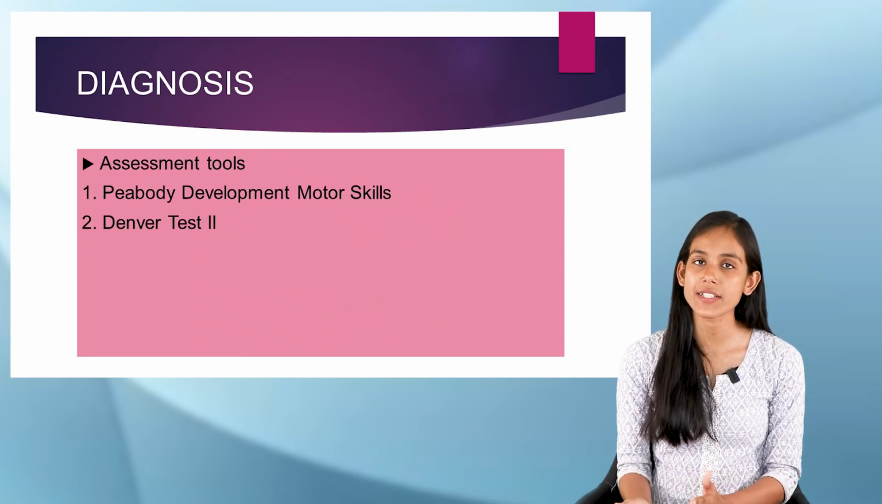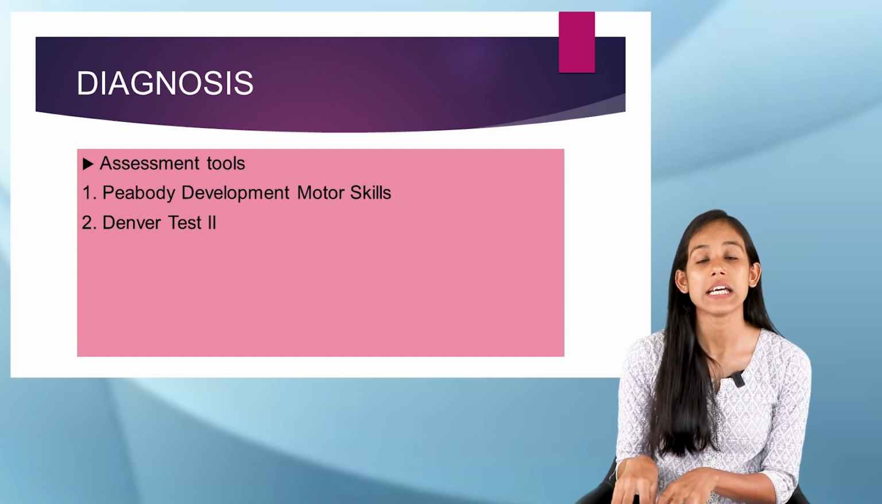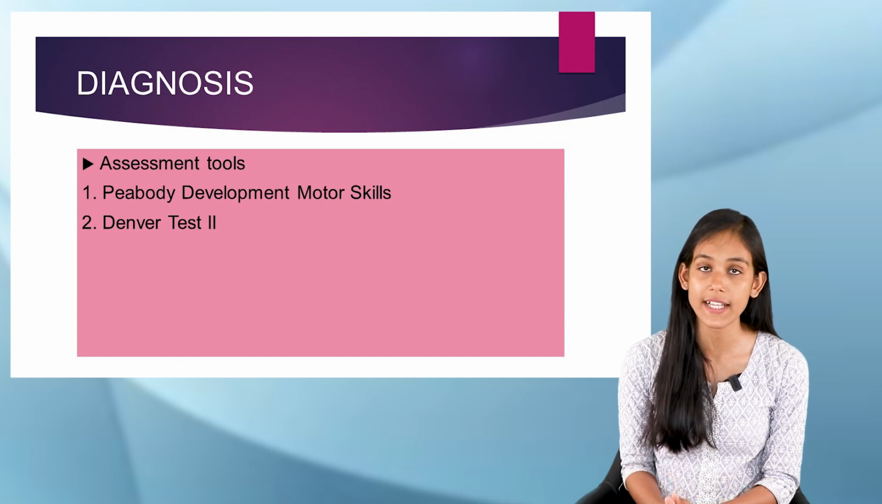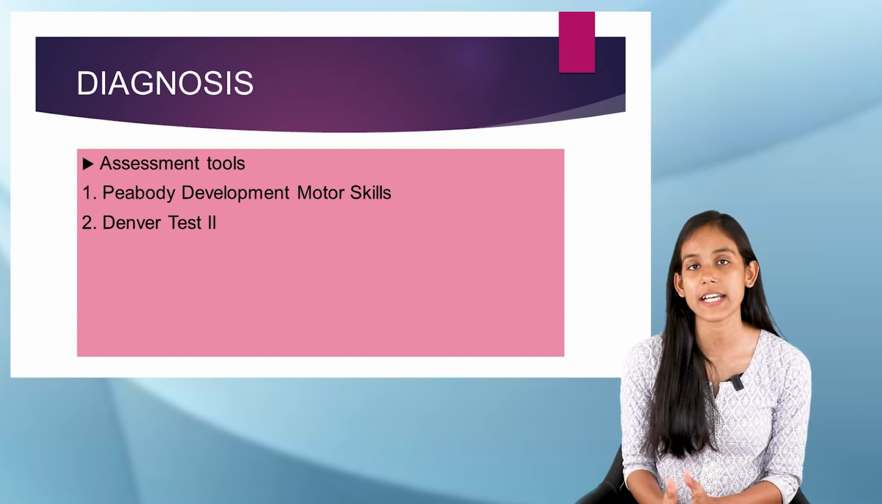While doing physical examination, basically we focus on two assessment tools. The first one is Peabody Developmental Motor Skills and the second one is Denver Test 2. So Peabody Developmental Motor Skills is an in-depth assessment where 6 sub-tests are included.